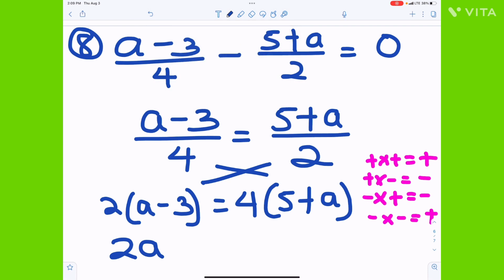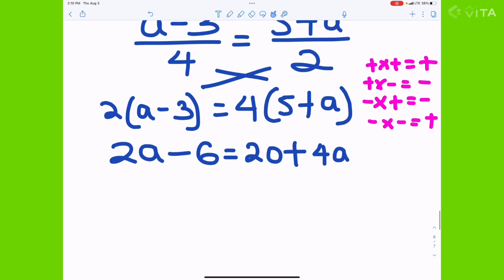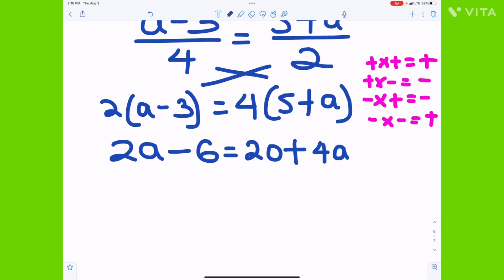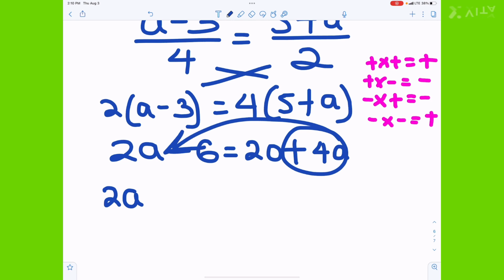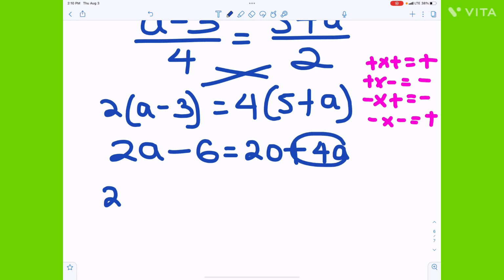All right, let's continue. 2 times a is 2a. 2 times minus 3 is minus 6. 4 times 5, 20. 4 times a will give me plus 4a. Let me move this upward. So I'll collect like terms now. I need to bring this plus 4a to the left. Let me do it this way. It will become minus 4a.